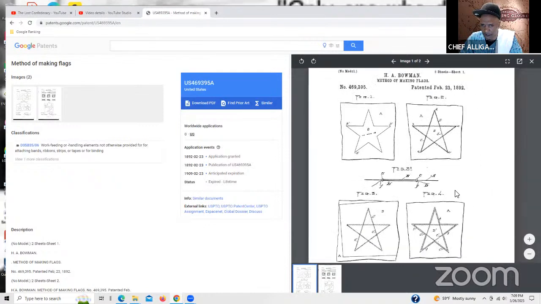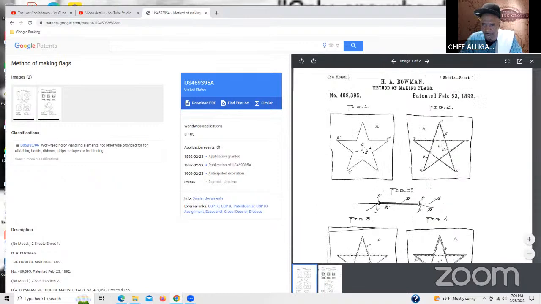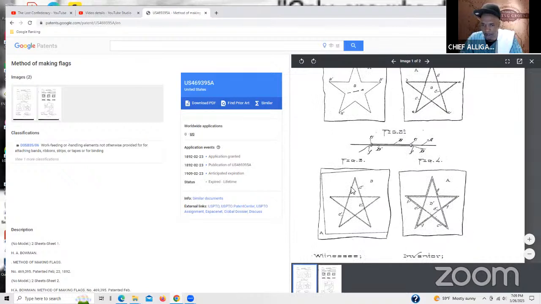Basically what he's doing per the instructions on his invention is he would draw the star first, and then in figure 2, he would stitch it. But the way he would stitch it is it would automatically show up on the other side of the flag as well, so that the stars would be even no matter what side of the flag you're looking at. Everything was going to be in order.